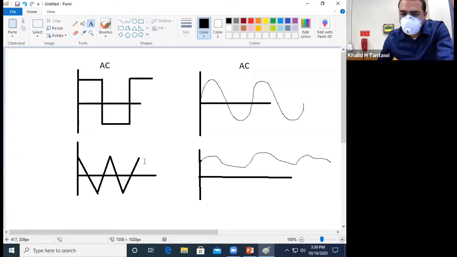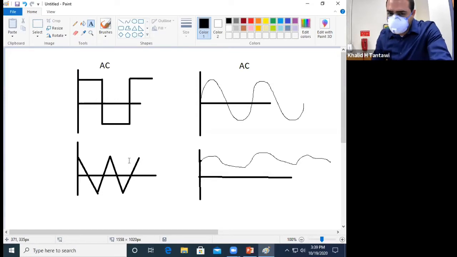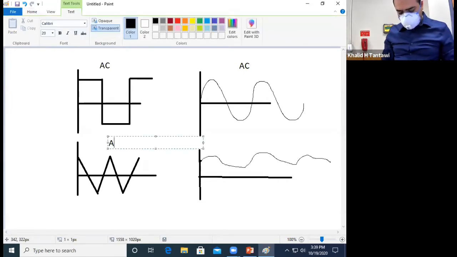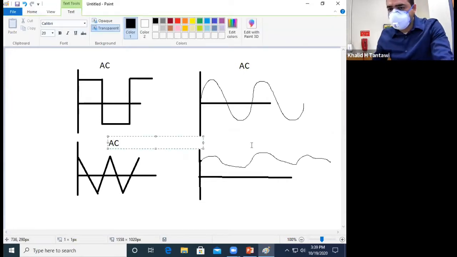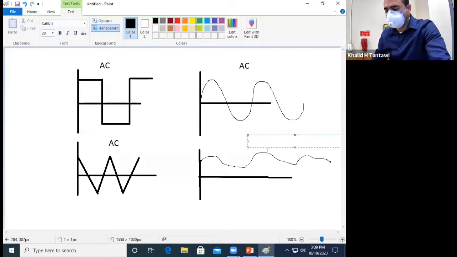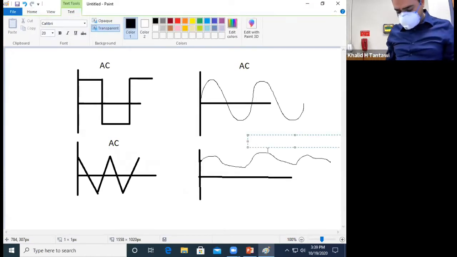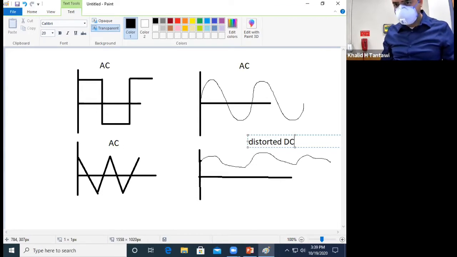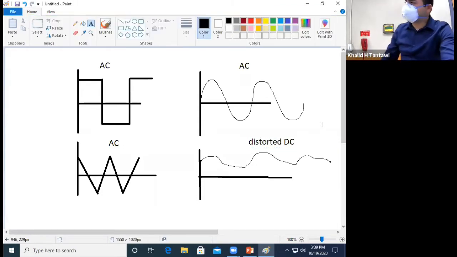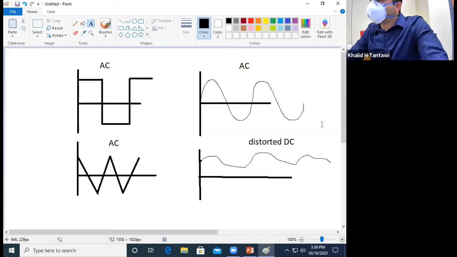What about the third one? Yes, the third one is also AC, because there's a triangle and another triangle, and they cancel each other. What about this last one here? No, it's actually a distorted DC. If you have an average, that means we are talking about a DC signal.